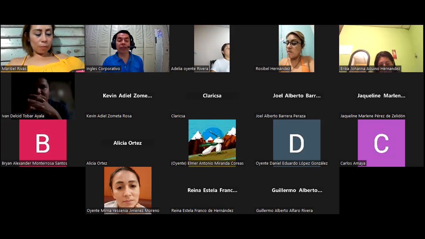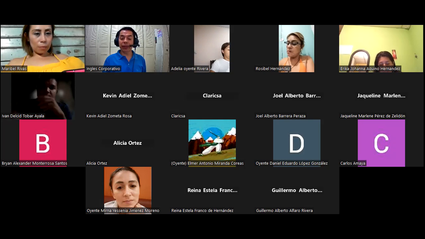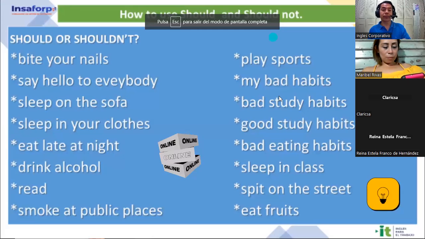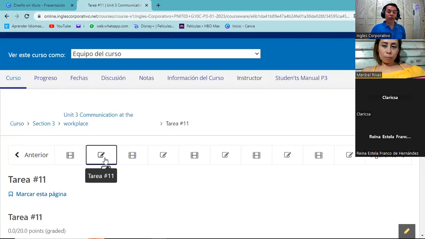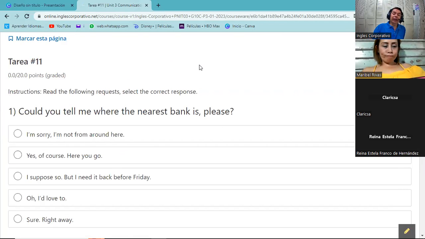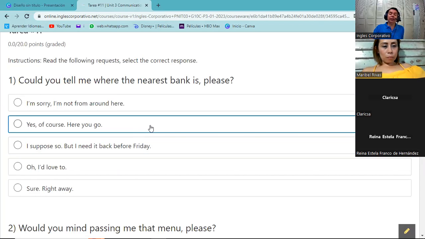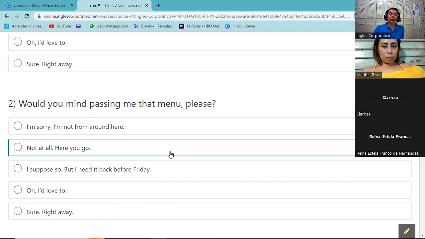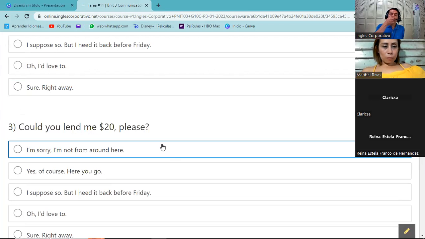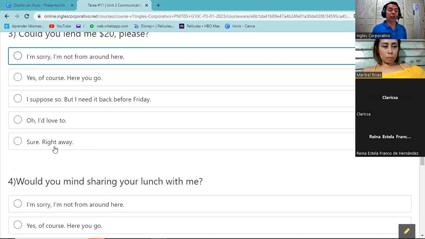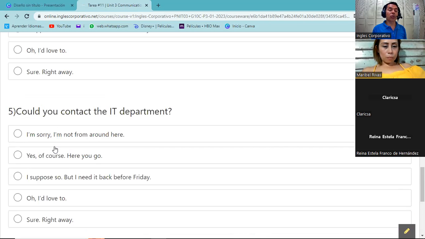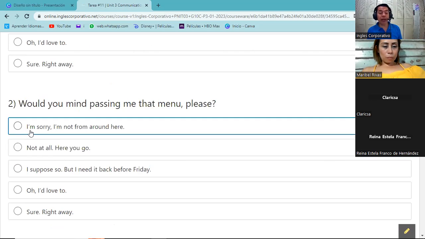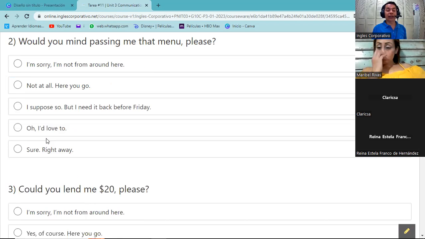Solo quiero mostrarle rapidito la plataforma porque ya terminamos con la clase. Ok, estamos con la tarea 11 y la tarea 12. La tarea 11, por ejemplo, es simplemente de responder una de las opciones. Could you tell me where is the nearest bank? Where the nearest bank is? Would you mind? No le importaría pasar el menú. Could you lend me $20, please? So, what is it? 1, 2, 3, 4 options. ¿Cuál de esas opciones es la correcta? Solo van a darle clic. Recuérdense que la plataforma es amigable. Si se equivocaron, vuélvanlo a intentar, ¿sí? Y si se equivocaron, otra vez, ¿sí?